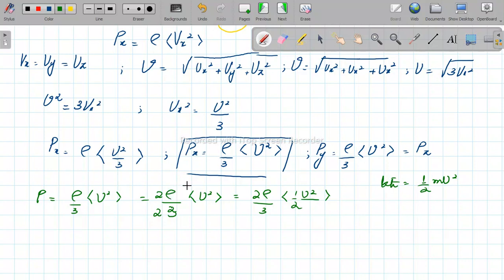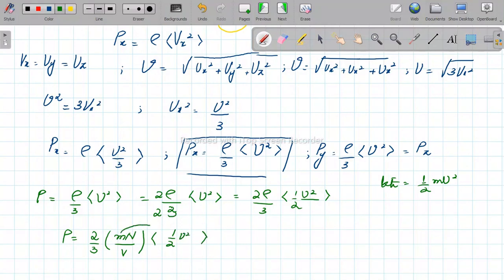We don't need to multiply and divide with mass in this expression because this density already has mass in it, right? So we are just going to open this density in terms of mass, and this equation becomes P equals this 2 over 3 as it is, and we are going to replace this density with mN over V, and this value here as it is, average value of half v squared, right?